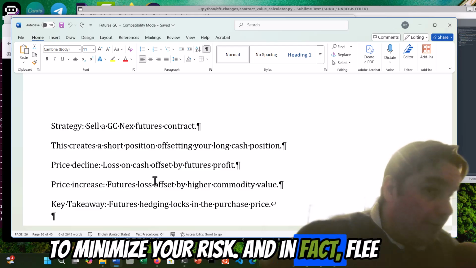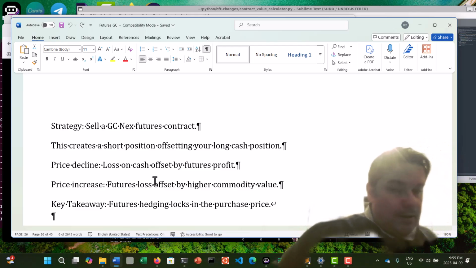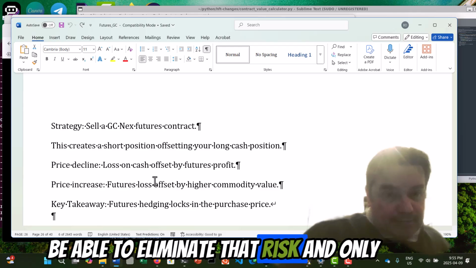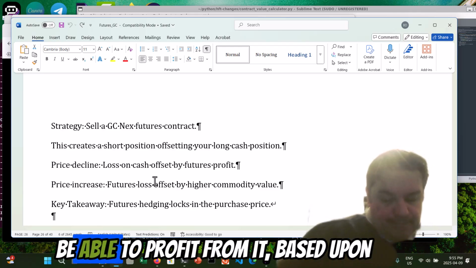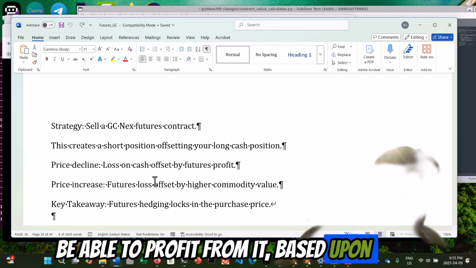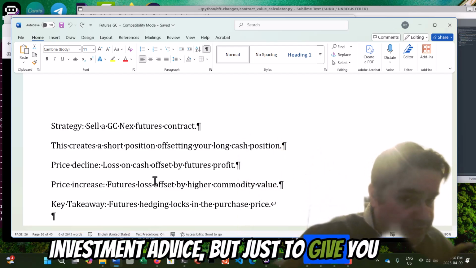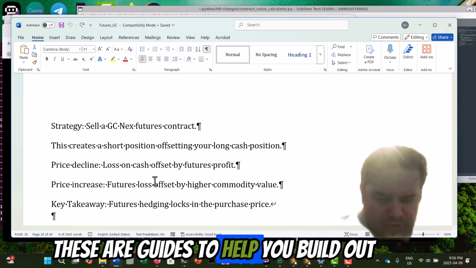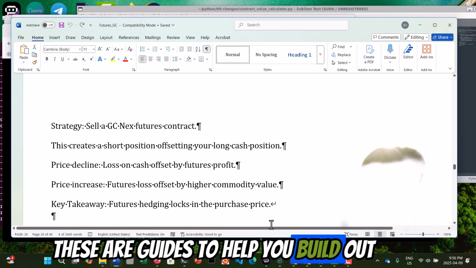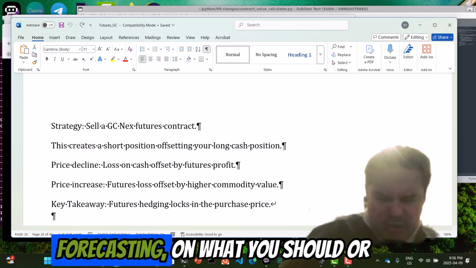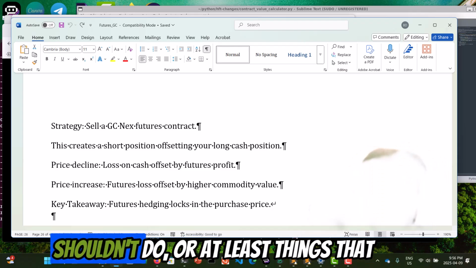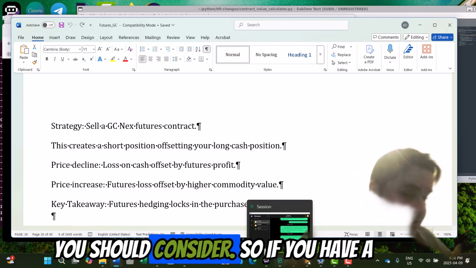And this is how you can build out a strategy combination to minimize your risk, and in fact, hopefully, in a smart way, be able to eliminate that risk and be able to profit from it based upon what you're seeing here. Again, it's not investment advice, but these are guides to help you build out your forecasting on what you should or shouldn't do, or at least things that you should consider.